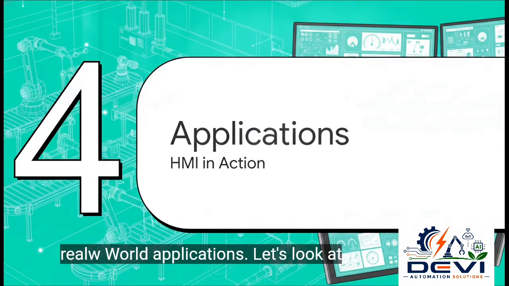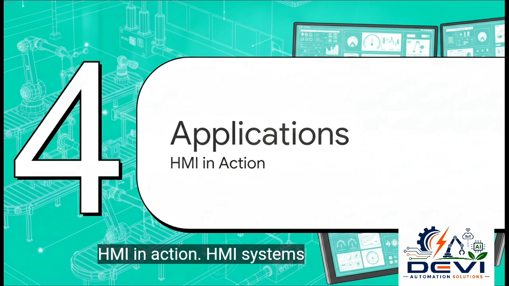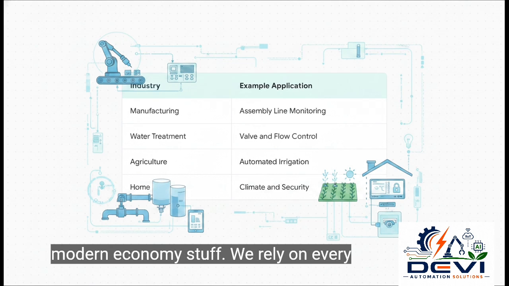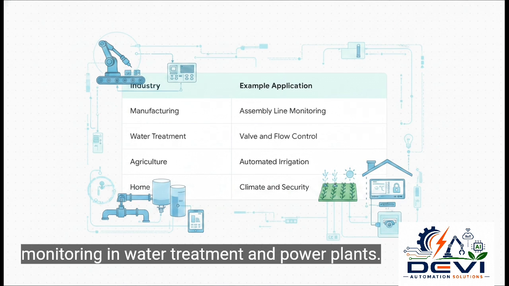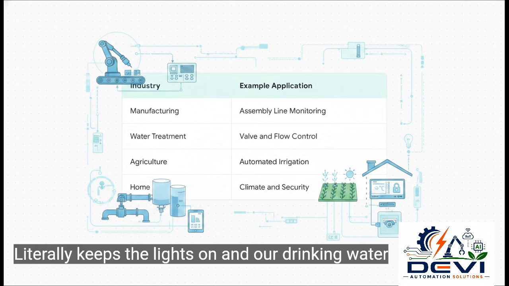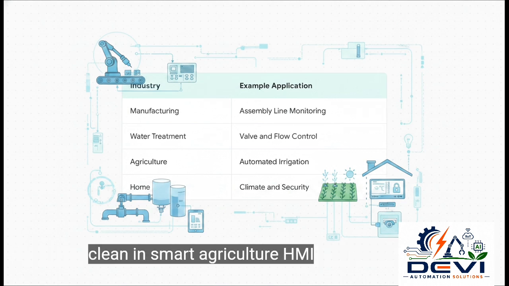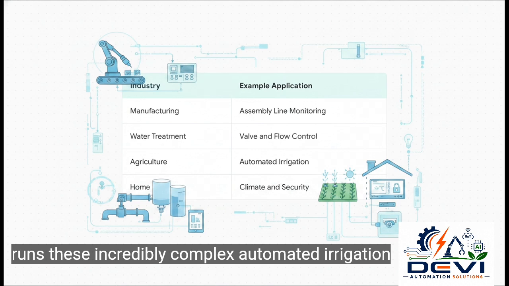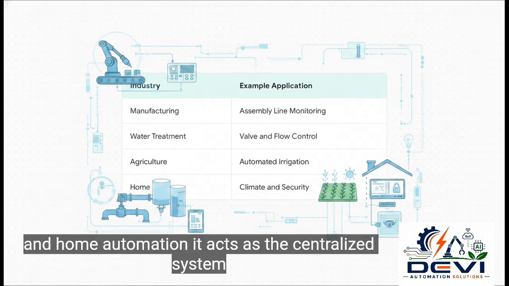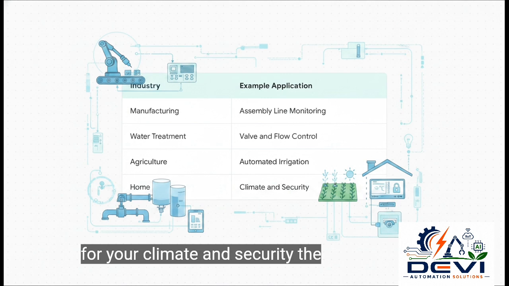Section 4, Real-World Applications. Let's look at HMI in action. HMI systems quietly manage almost every sector of our modern economy, stuff we rely on every single day. In manufacturing and packaging, they're doing meticulous assembly line monitoring. In water treatment and power plants, they're controlling valves and flow, which literally keeps the lights on and our drinking water clean. In smart agriculture, HMI runs these incredibly complex automated irrigation systems to grow our food. And even in building and home automation, it acts as the centralized system for your climate and security.